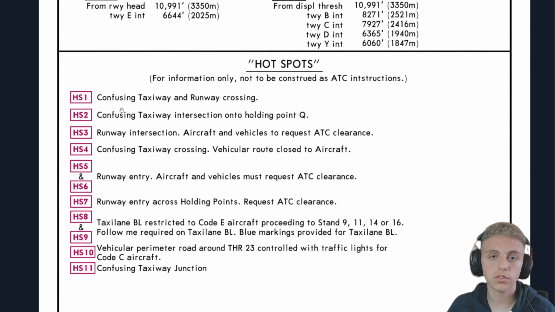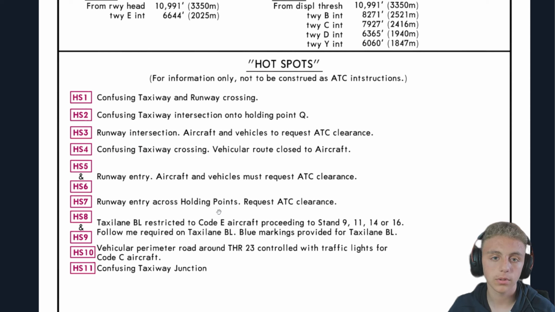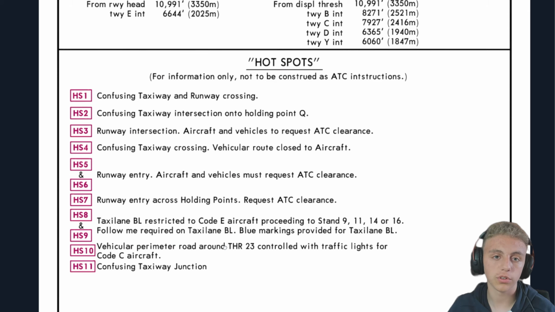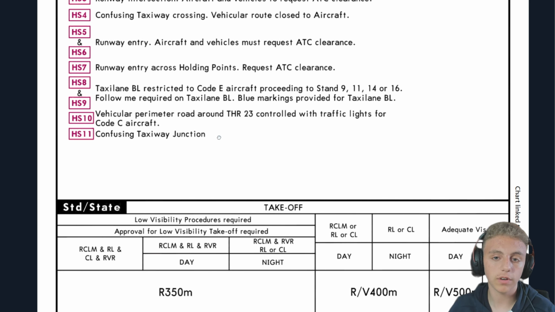And these are just sort of markings of hotspots where pilots may make mistakes, may make errors. For example, hotspot 1, there's a confusing taxiway and runway crossing, so pilots can be a bit careful around those areas. Now all of these hotspots are very similar. And now we can finally go down to the takeoff minimums. Now, we will start from here.